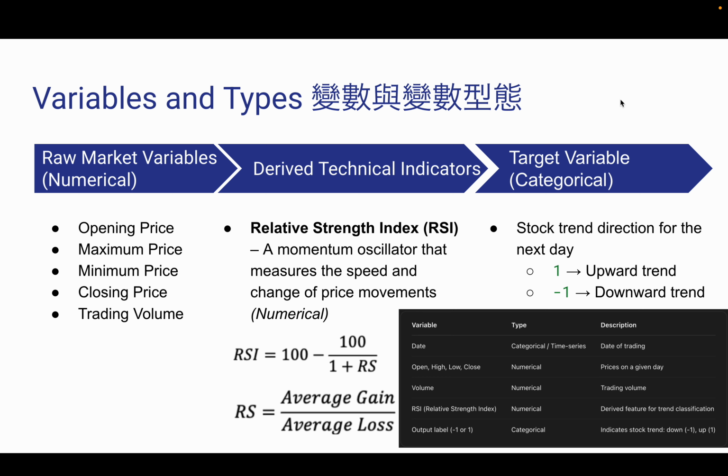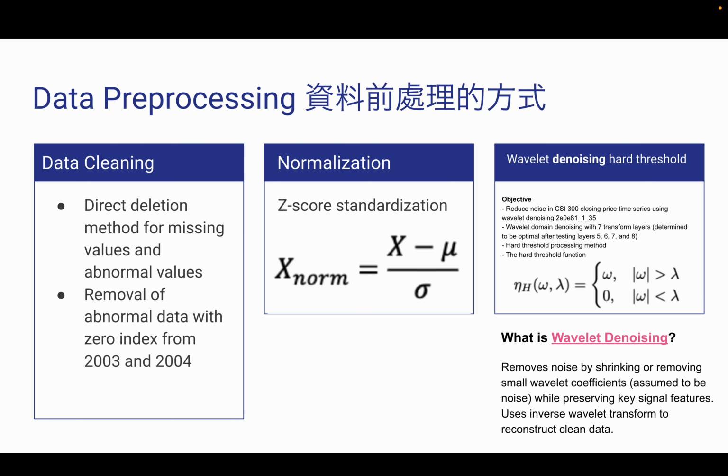Finally, our target variable is used for prediction. It's a categorical variable that indicates the stock trend's direction for the next day, classified as 1 for upward trend or -1 for downward trend. Together, these variables give us both the raw financial context and the technical layer to support forecasting stock movement. The data pre-processing stage was crucial in this paper.